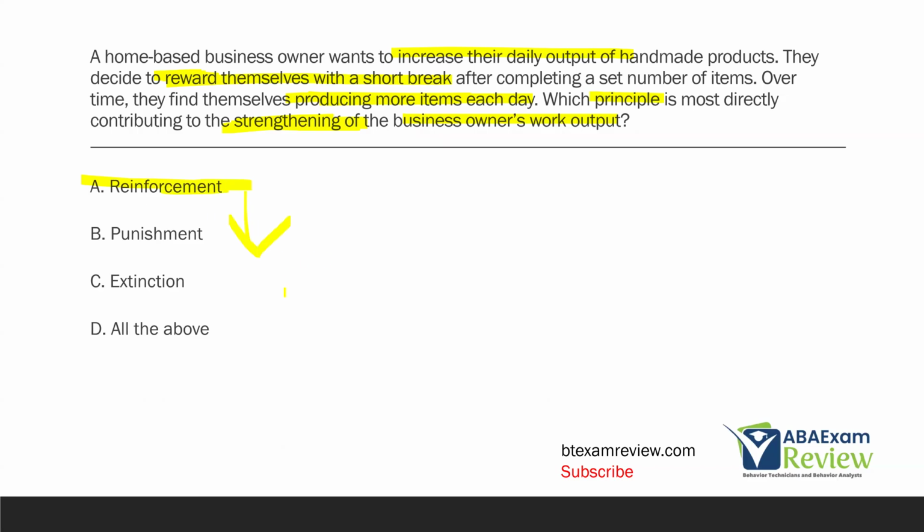Punishment only decreases. Extinction only decreases. When you're dealing with consequences and principles, you've got to look at how the behavior is changing. Reinforcement is going to increase or maintain. Punishment and extinction are going to decrease.